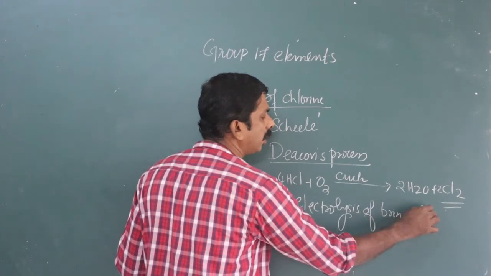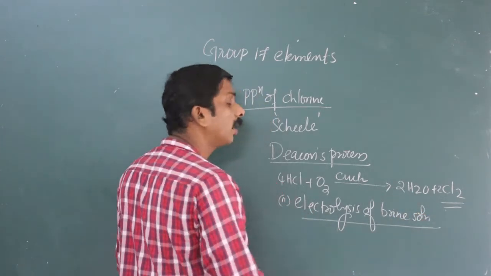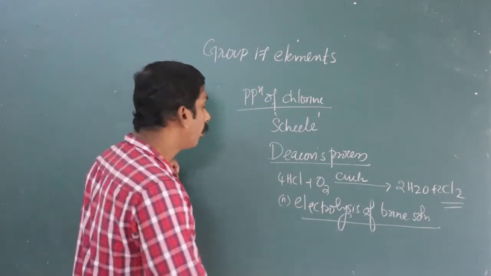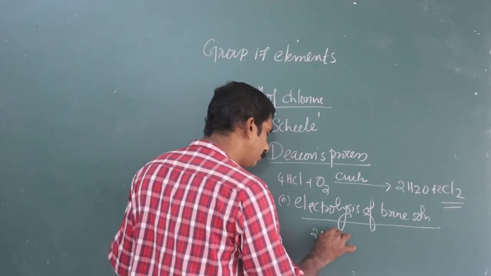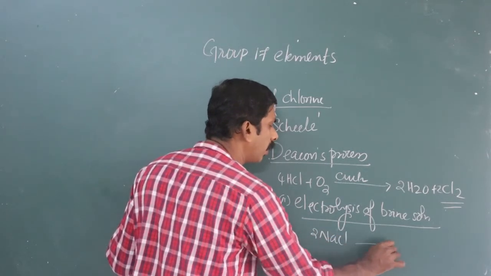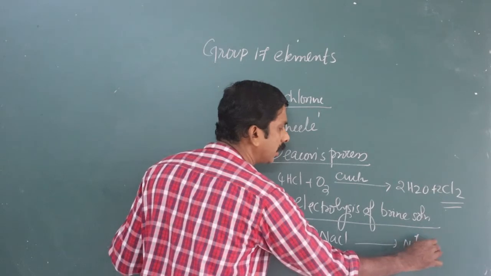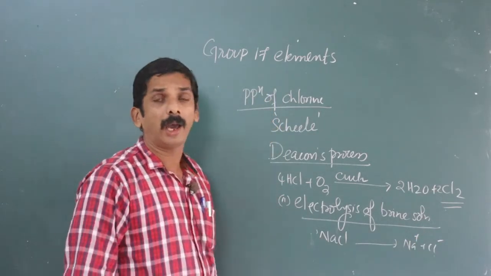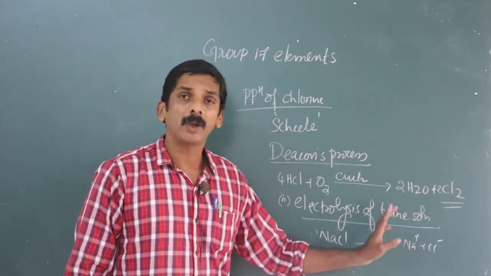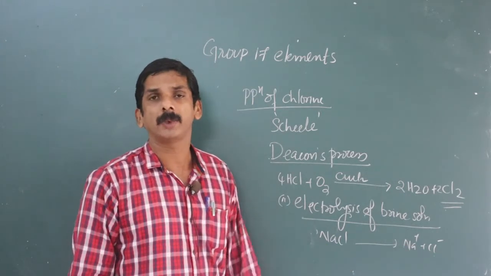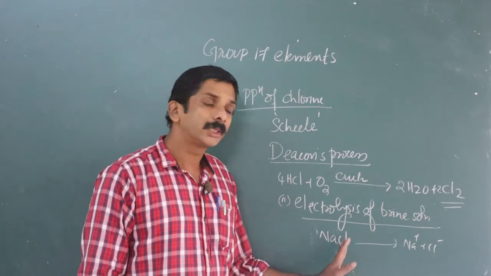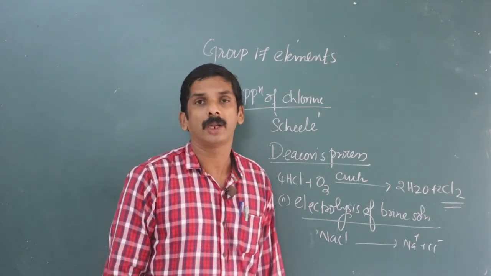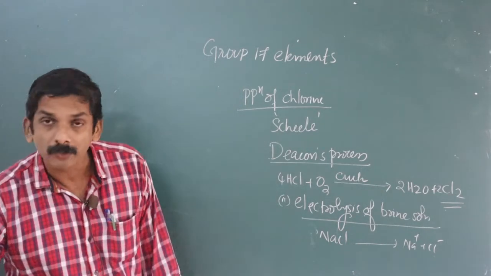Electrolysis of brine solution. Brine means sodium chloride. On electrolysis, chlorine gas is liberated at the anode. Na plus plus 1 electron gives Na, that reaction takes place at the cathode. Cl minus gives half Cl2 plus 1 electron at the anode.